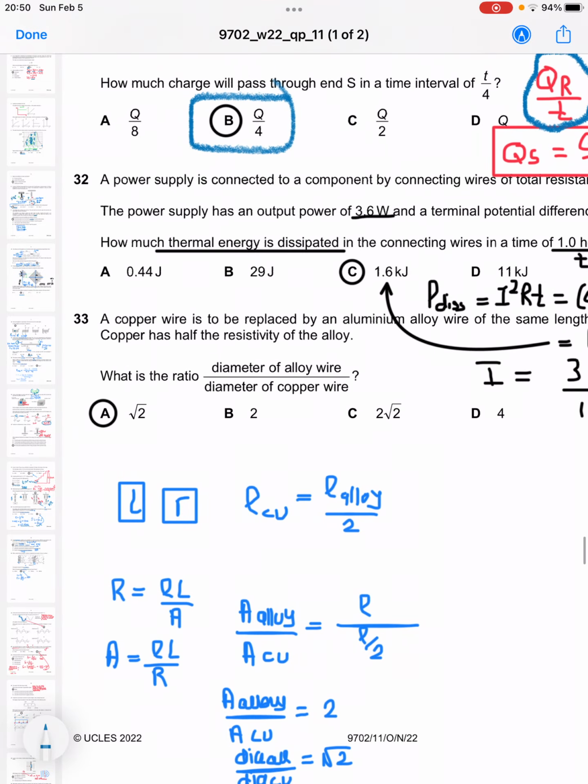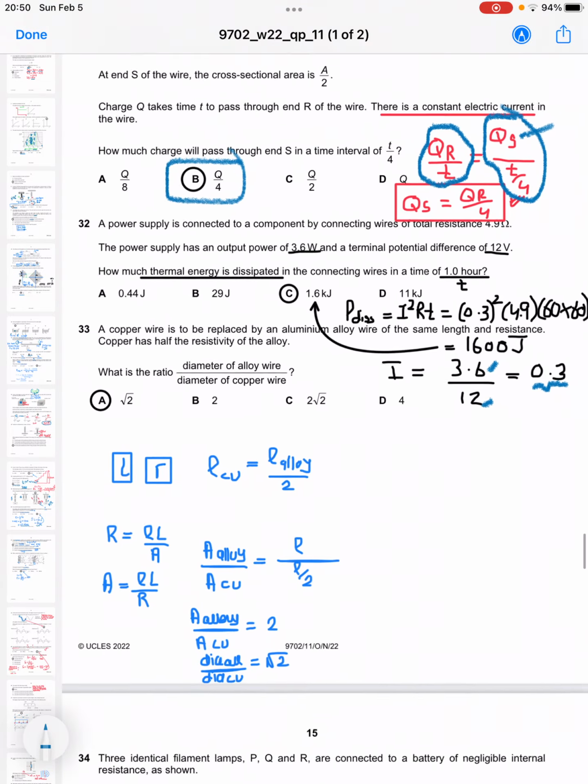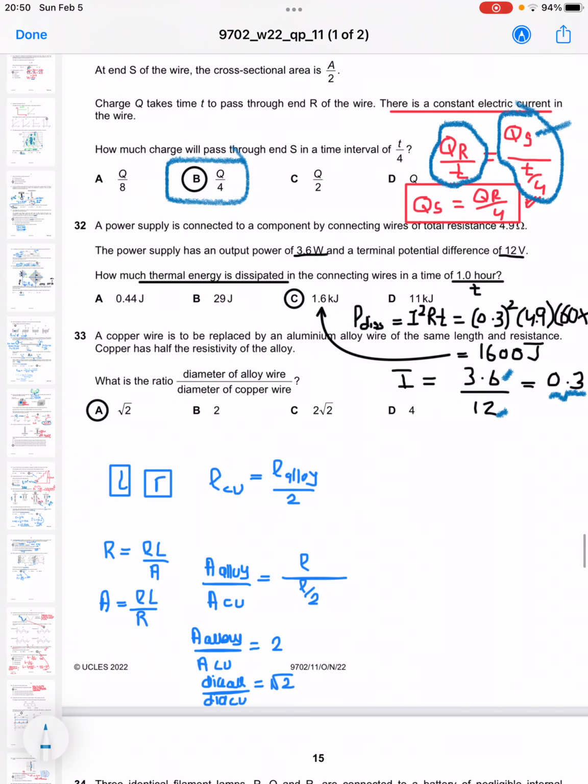Question number 33 says that a copper wire is replaced by an aluminum alloy wire of the same length and resistance. Copper has half the resistance of the alloy. What is the ratio of the diameter of the alloy wire and the diameter of the copper wire? So the length and the resistance are the same. The resistivity of copper is resistivity of alloy divided by 2.